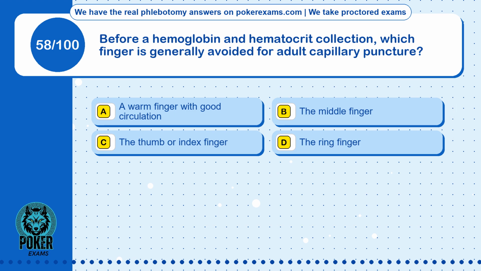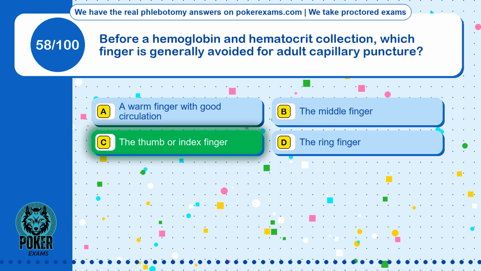Question 58. Before a hemoglobin and hematocrit collection, which finger is generally avoided for adult capillary puncture? Option A. A warm finger with good circulation. Option B. The middle finger. Option C. The thumb or index finger. Option D. The ring finger.